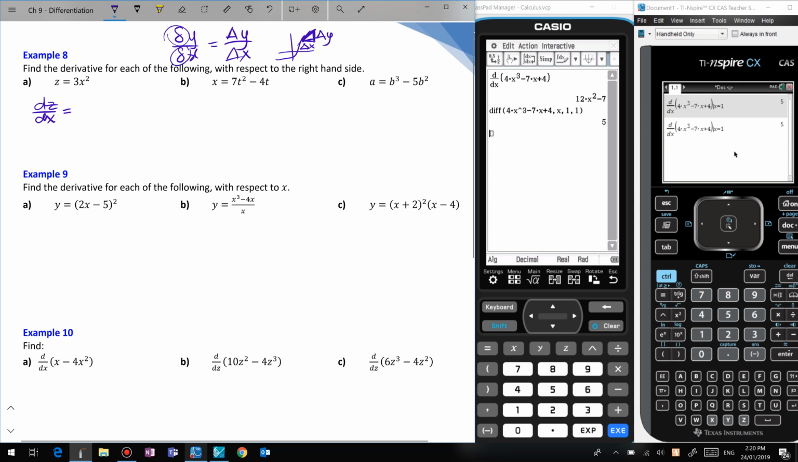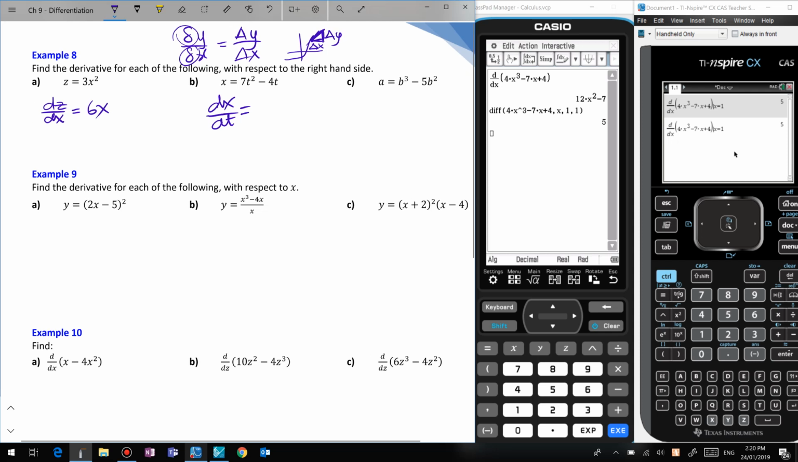Okay, if I derive it, I get 6x. If we derive with respect to t, we get dx dt is 14t minus 4.